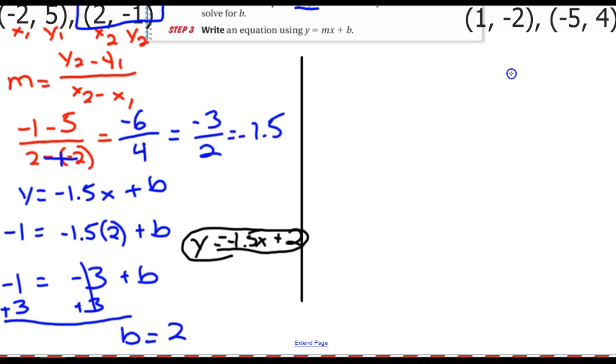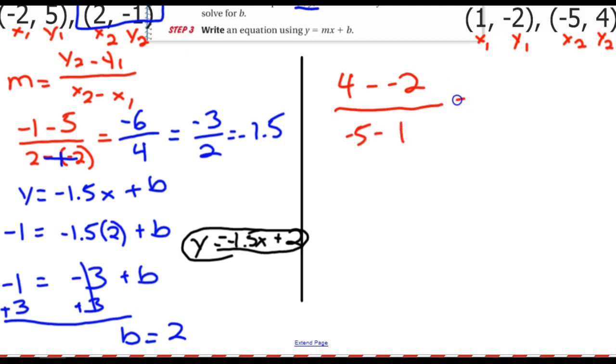We're going to do the same thing over here. Our 1 is going to be our x1, and our negative 2 is going to be y1. Negative 5 is x2, 4 is y2. So we have 4 minus a negative 2 over negative 5 minus 1. Now, two negatives in a row, we can make a plus. So 4 plus 2 is 6. Negative 5 minus 1, that is a negative 6. So 6 divided by negative 6 gives us negative 1.